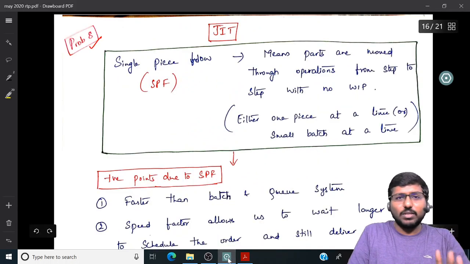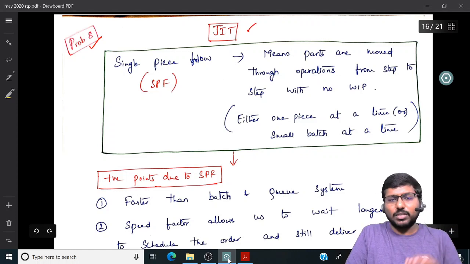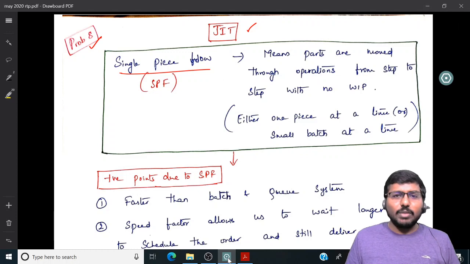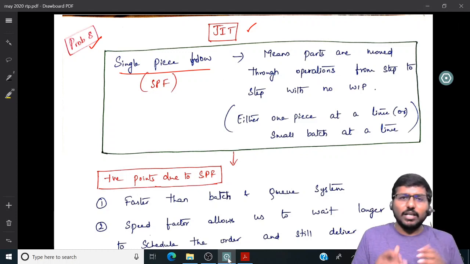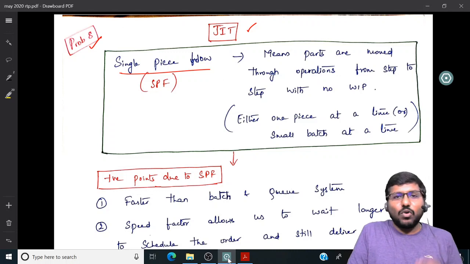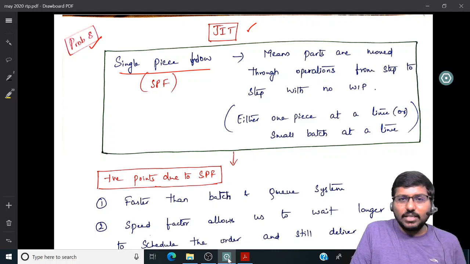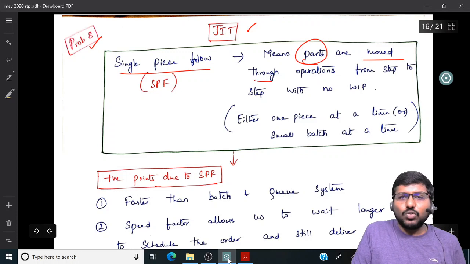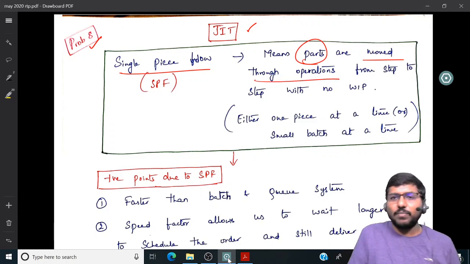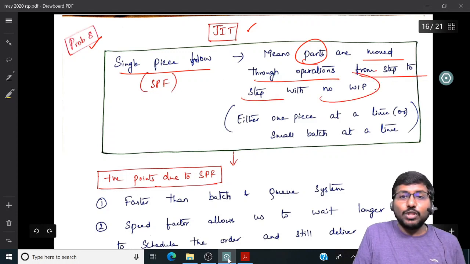We are not going to solve the sum. Please try to understand, I'm just going to take the concept. So what is the concept? Single piece flow. What do you mean by that? Let's try to have a basic understanding and then we'll try to understand it in depth. So single piece flow or one piece flow basically means the parts are moved through multiple operations, operation 1, 2, 3, 4, 5 and so on, from step to step with no WIP.